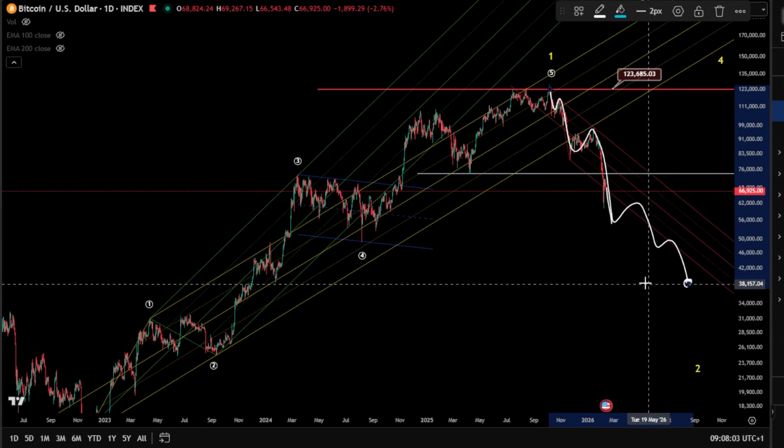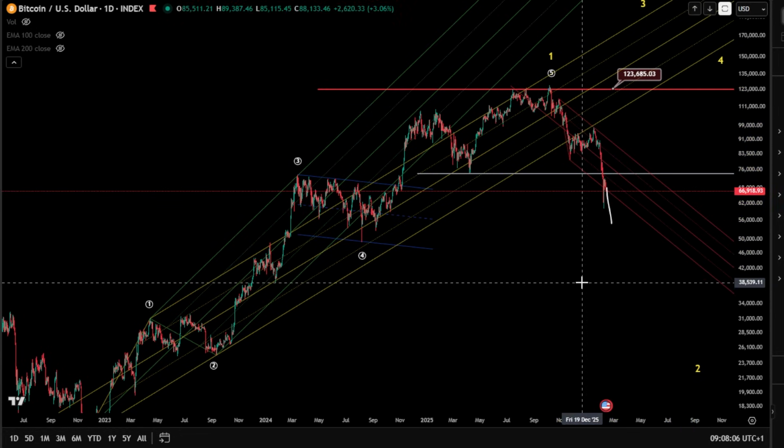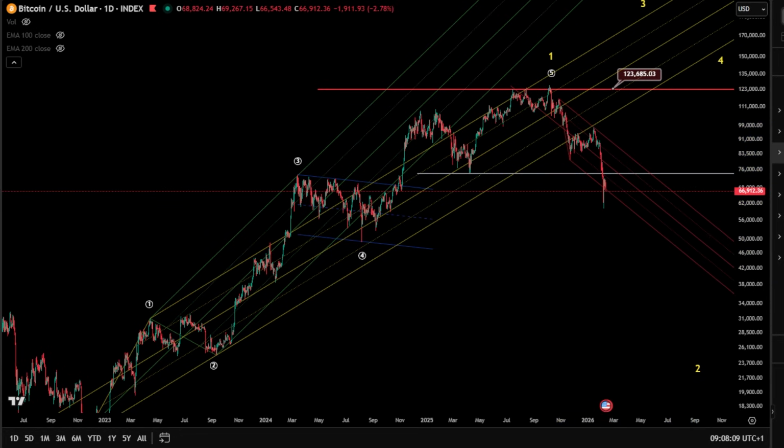Yeah, so we gotta be careful. It might be very, very deep. We're gonna see the scenarios that it might unfold here.